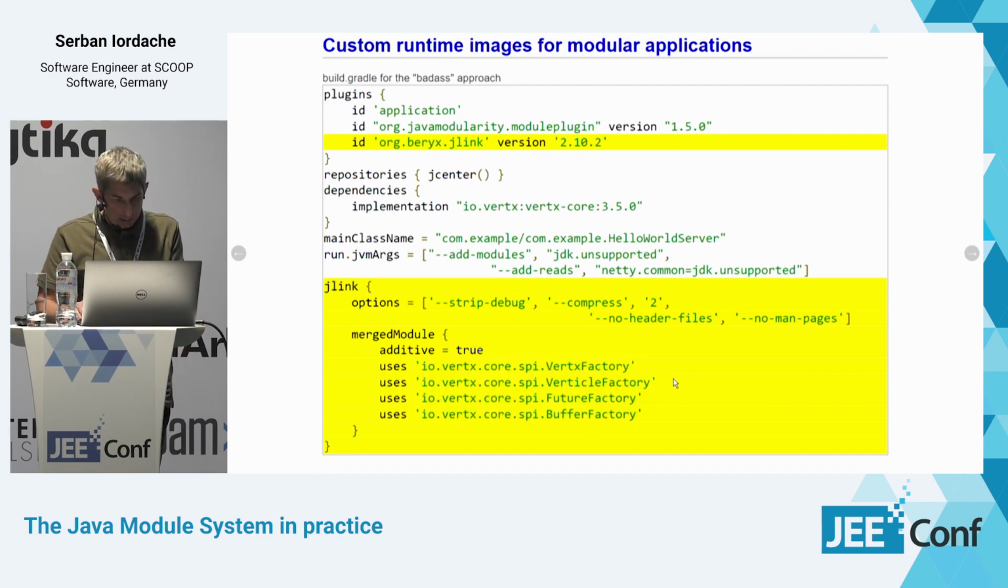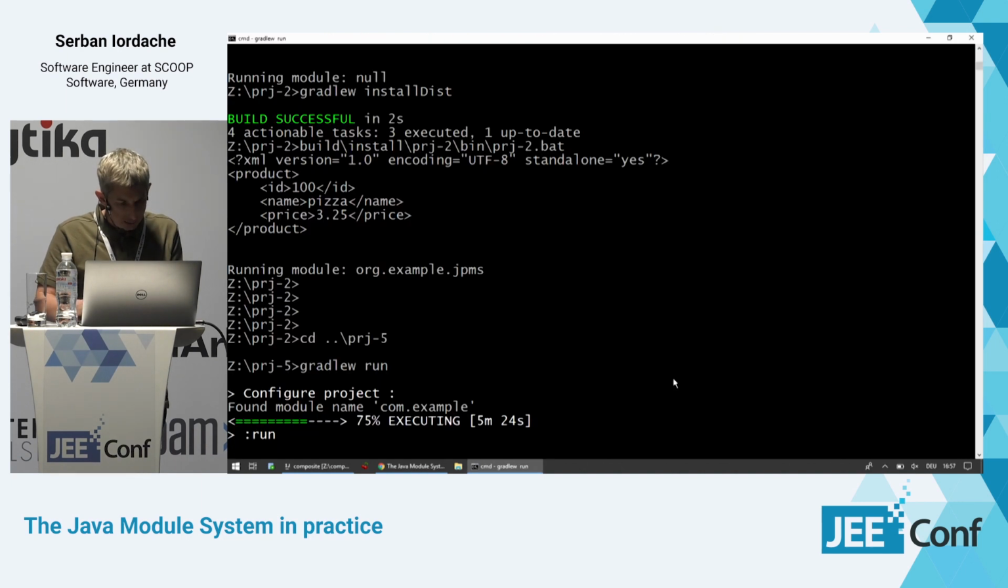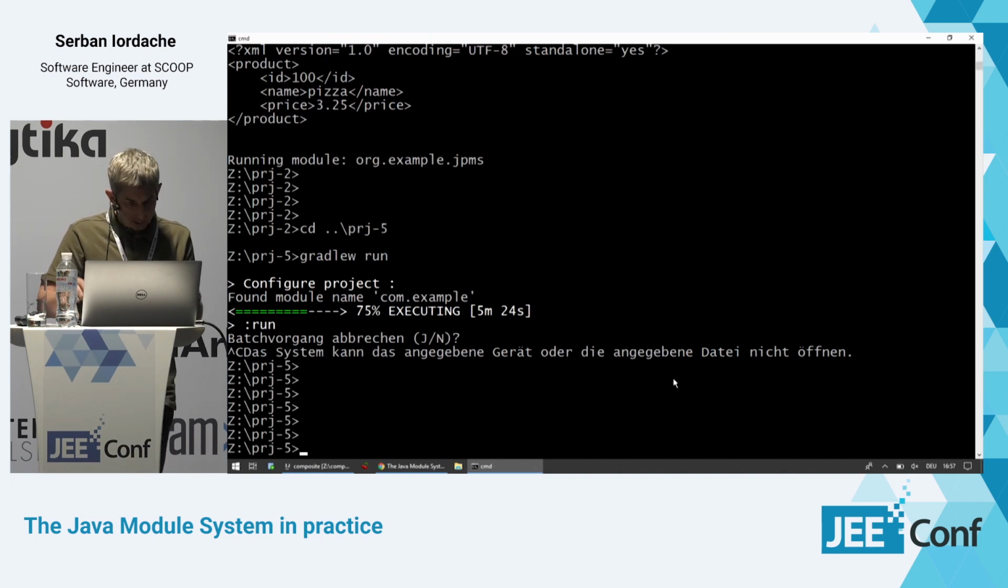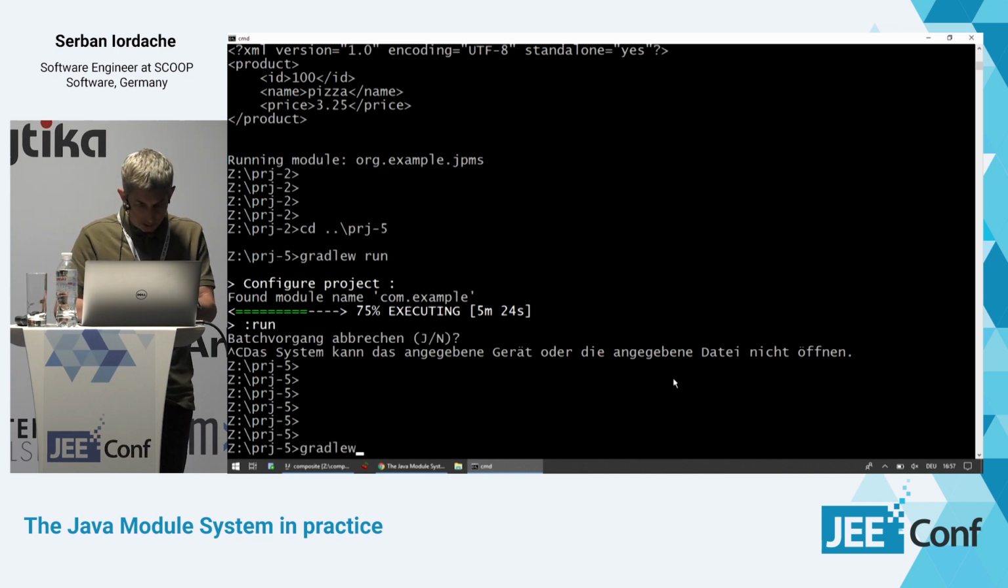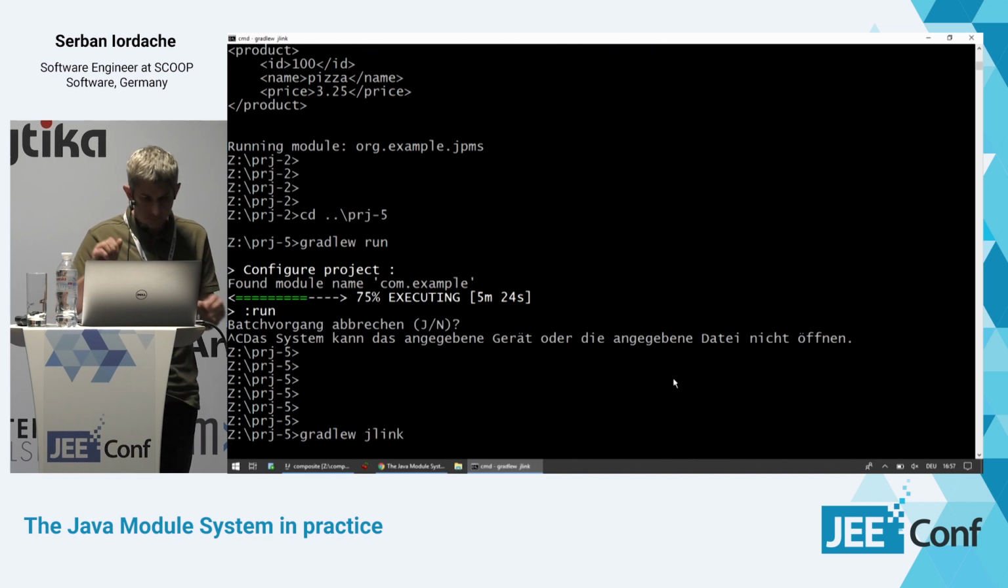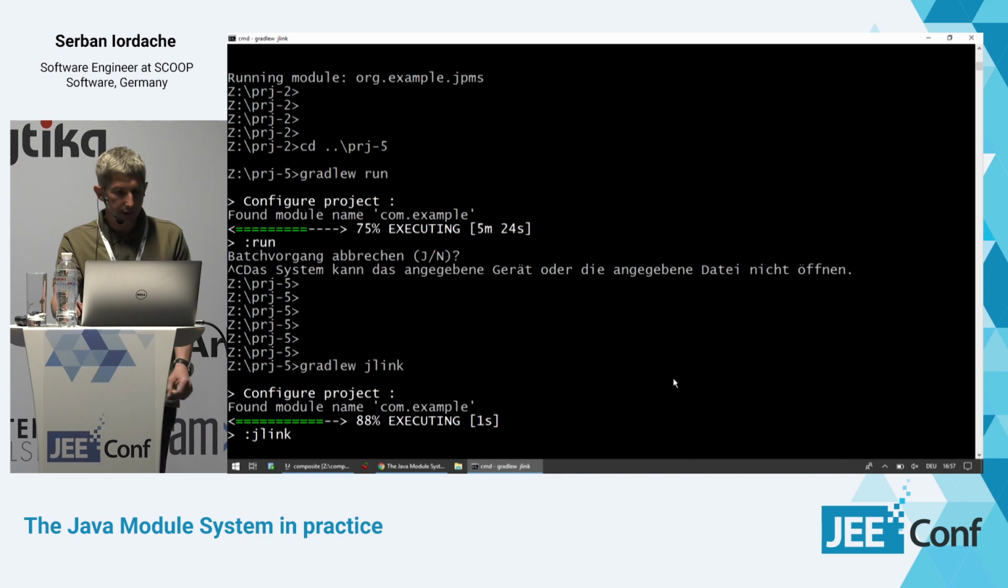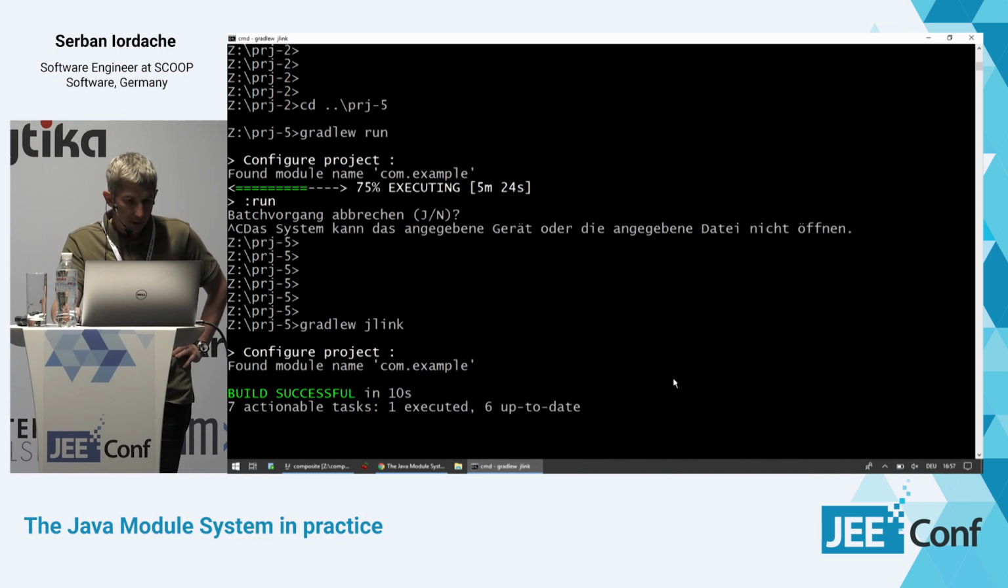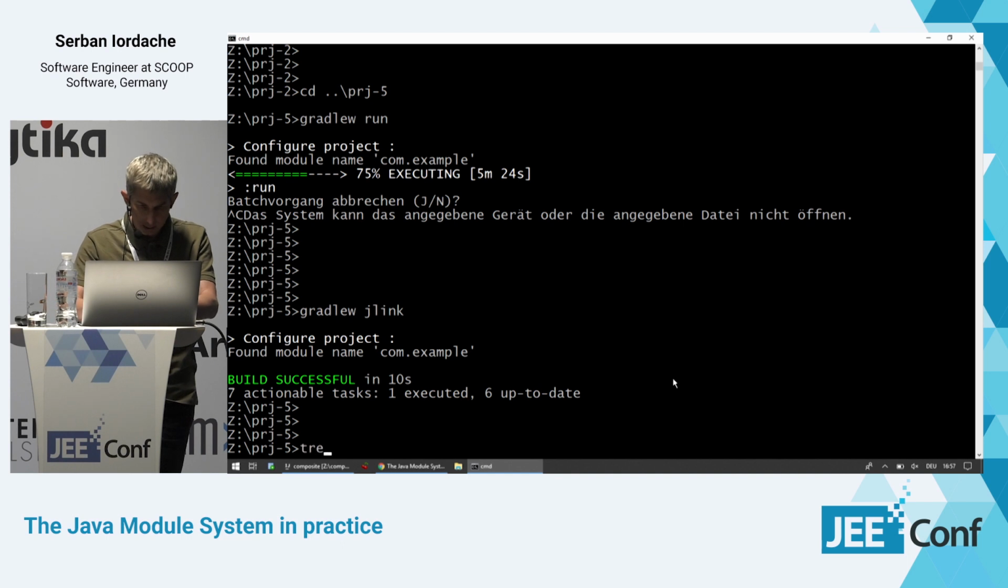Okay, let's try to create a custom runtime image for our web application. The badass jlink plugin has a task named jlink, so I have to execute here gradle jlink, and it will create a custom runtime image for our application. And this custom runtime image is in the build image directory.